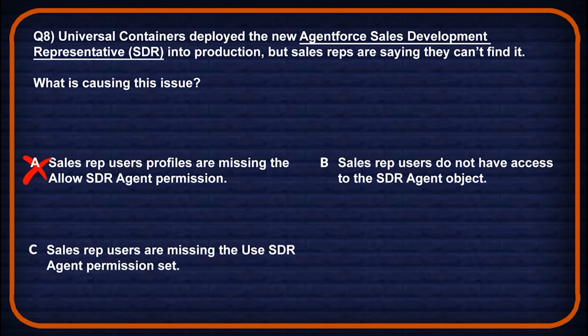Option B. Sales rep users do not have access to the SDR agent object. This issue isn't object-level access. The SDR agent is enabled through a permission set. Hence not the right choice. Option C. Sales rep users are missing the Use SDR Agent permission set. Access to Agentforce SDR is controlled via the permission set, not just profile or object access. Hence option C is the correct answer.